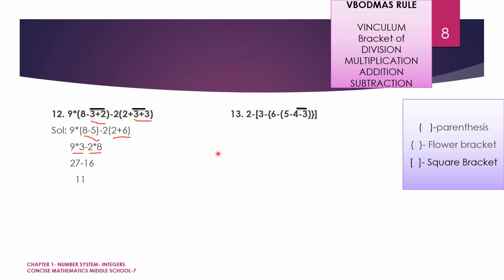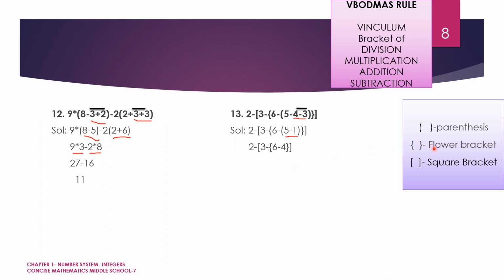13th one. 2 minus 3 minus 6 minus 5 minus 4 minus 3. Here you need to solve the vinculum first, that is 4 minus 3 should be solved first. So when you solve it, what you get is 5 minus 1. Vinculum is done. Now braces. Even in braces, you have all the square, flower as well as parentheses. So among the three, parentheses should be given first preference. So inside this parenthesis, you don't have division, multiplication or addition. Only subtraction is there. So you have to perform that. It becomes 6 minus 4.